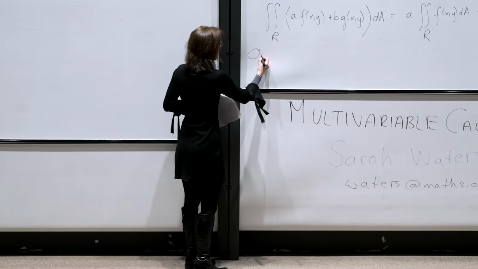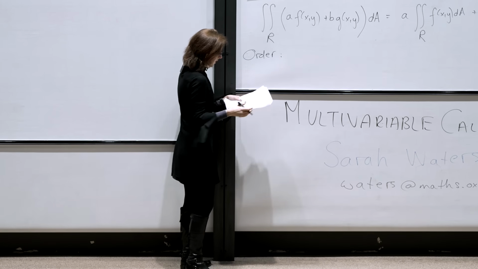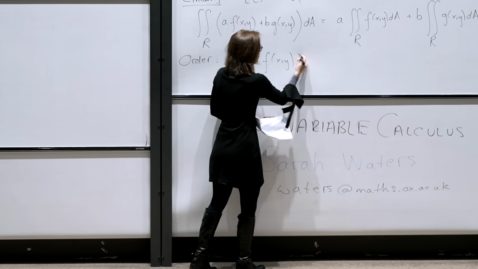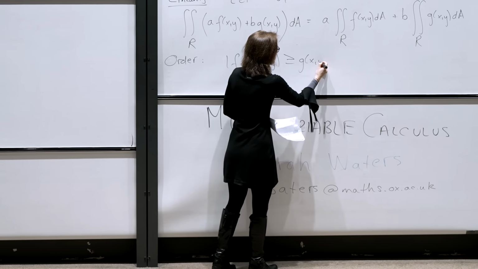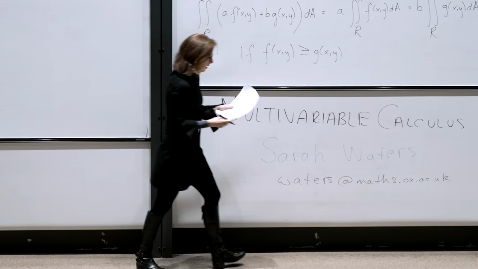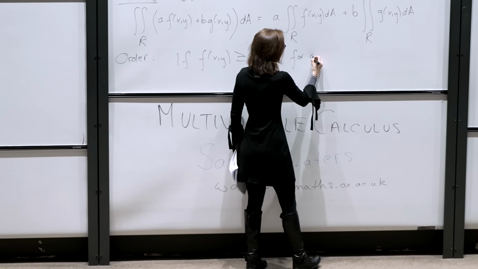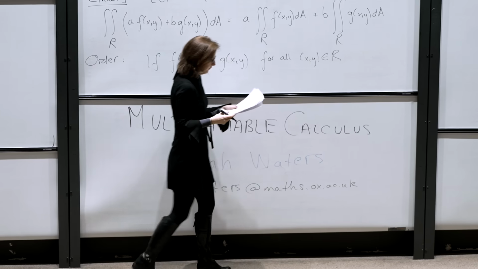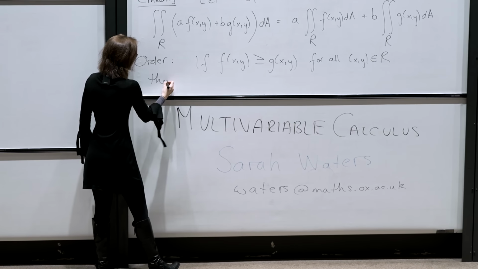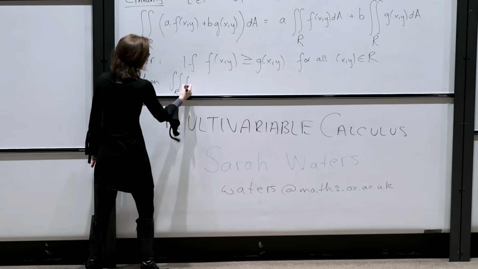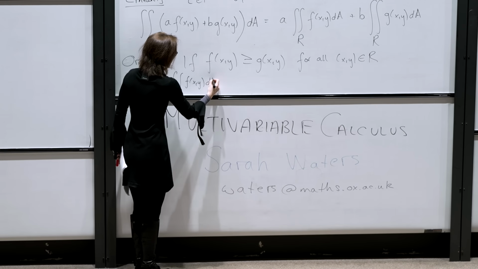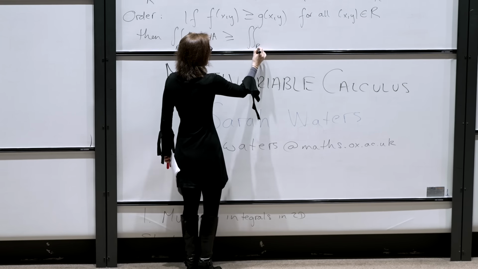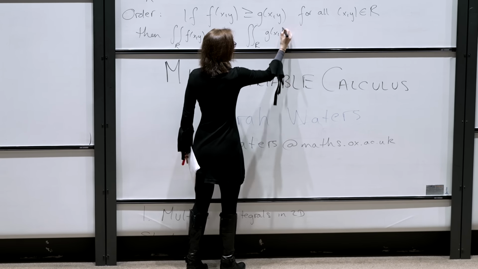Then we have the property of order. So if we have that a function f of x and y is always greater than or equal to a function g of x and y on the region of interest, so for all x and y in R, then we will have that the integral over the region of f of x y dA will always be greater than or equal to the integral over R of g of x and y dA.